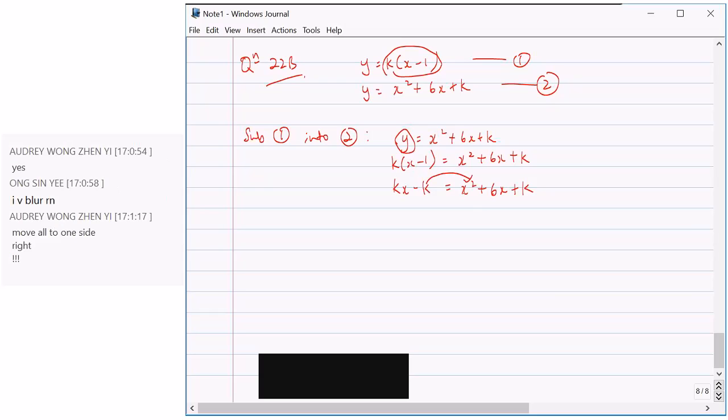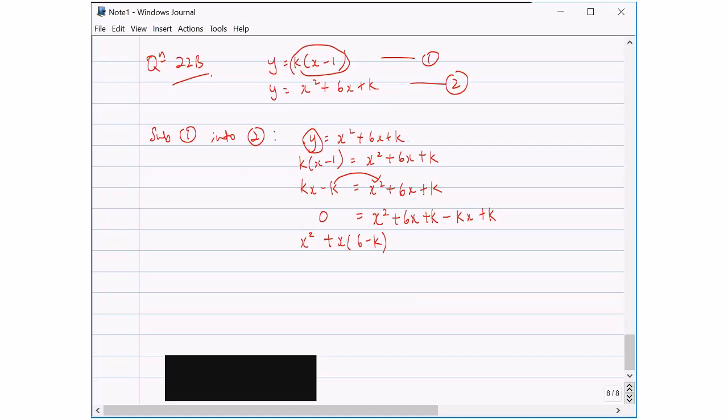Why? I want to keep the x squared as a positive coefficient. I don't want to disturb the x squared. So x squared plus 6x plus k minus kx plus k equals 0. Okay? Now I tidy up. So x squared remains as x squared. 6x minus kx, this is the like term. So I take out the x, I have 6 minus k, plus k plus k plus 2k equals 0.